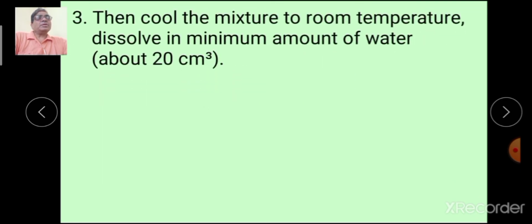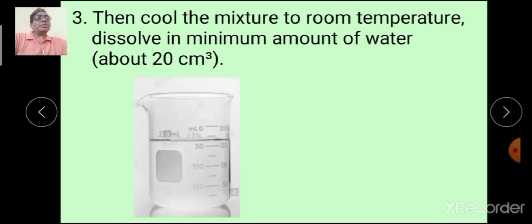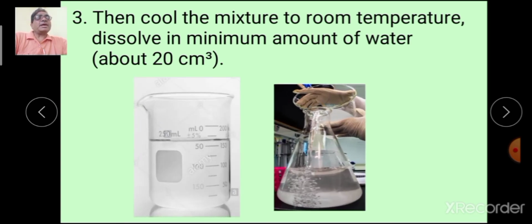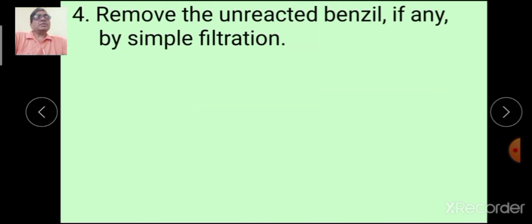Then cool the mixture to room temperature and dissolve in a minimum amount of water. That is, minimum means about 20 cc, and therefore keep the flask, this is the distilled water, and then add 20 cc of the water. Okay, what will happen? The reacted Benzil will dissolve and unreacted Benzil will be there, and remove the unreacted Benzil, if any, by simple filtration.